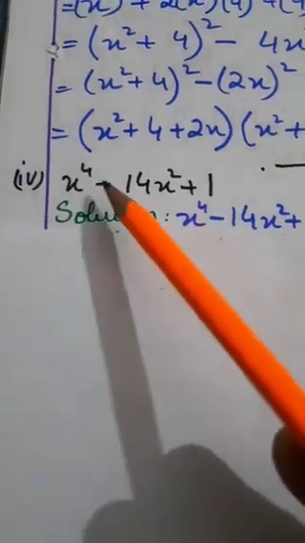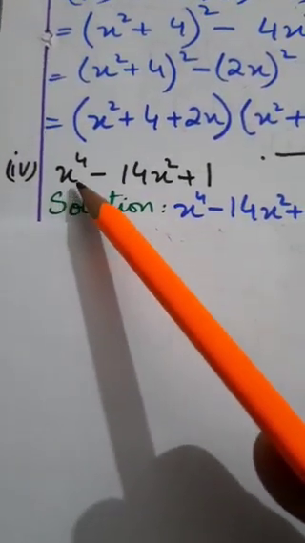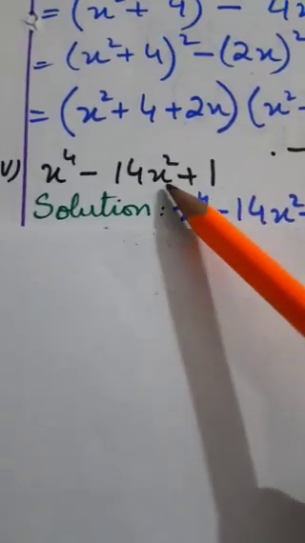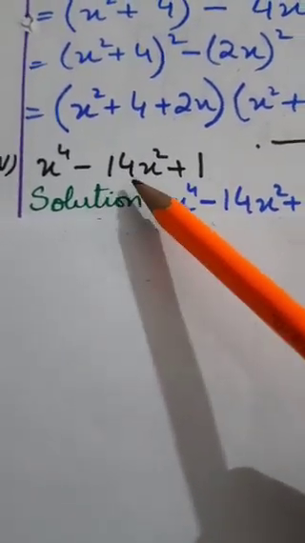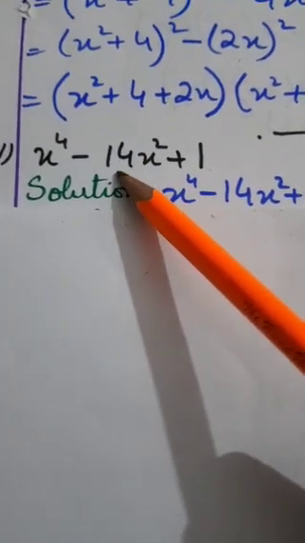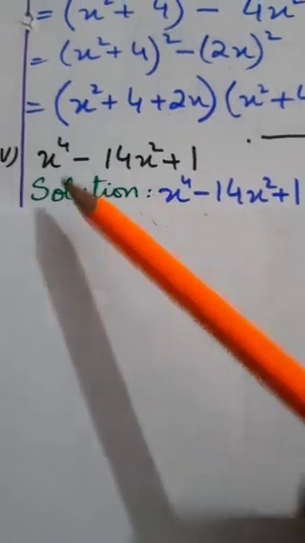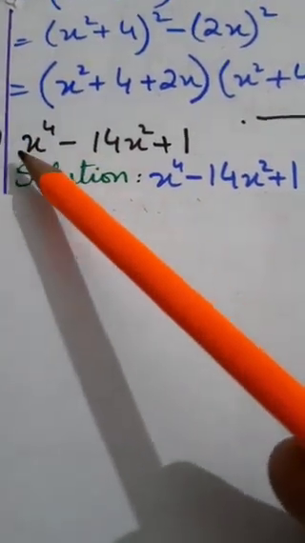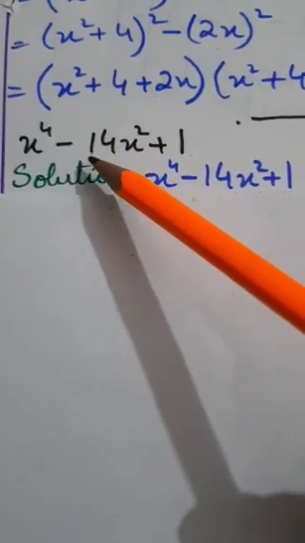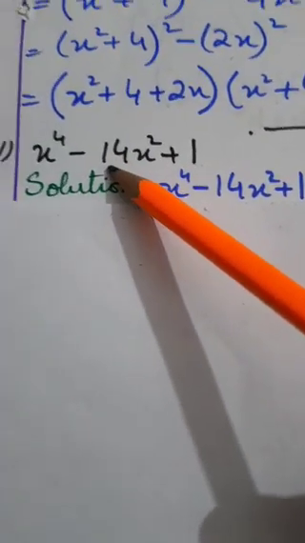Now girls, fourth part of this question, and it is x power 4 minus 14x square plus 1. Again we check that anything is common. No, nothing is common. We are not able to apply the formula because the middle term is not satisfied, because you know that it is 2ab, so 1 and 1 ka square, so in the middle we need only 2x square, but it is 14x square.